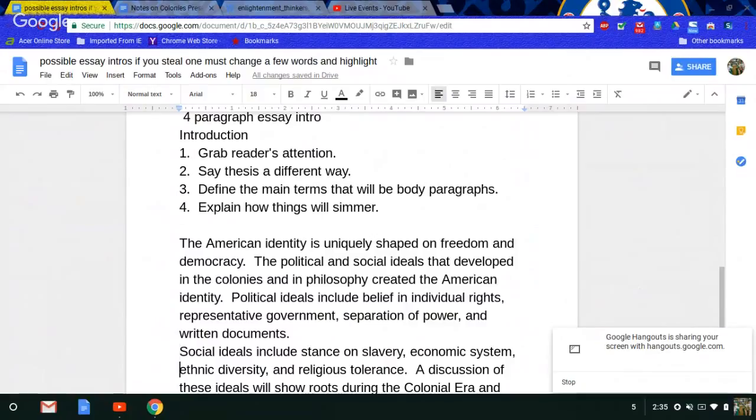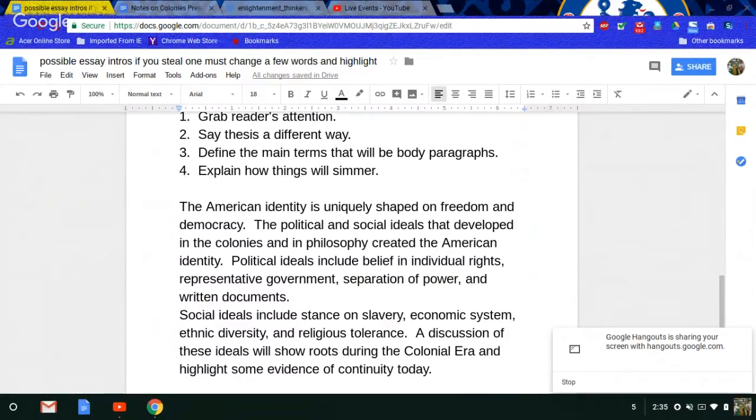A discussion of these ideals, of course, to end it, will show roots during the colonial era of what goes on today and highlight some of the evidence of continuity in that today. For example, the economic system today is a capitalist system. It started where the rich were trying to get richer in the colonies, and basically, the plantation system in the South was to maximize profit. Shipping companies developing became very rich in New England.